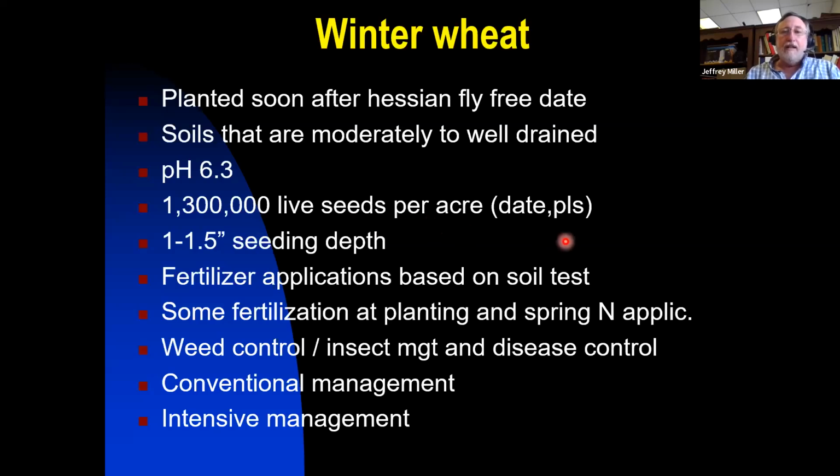So it's date and its location and its percent live seed. You want to plant at 1 to 1.5 inch seeding depths consistently. You want to base your fertilizer applications on your soil test. You want to do some fertilization at planting, but also some fertilization in the spring. You want to spend time and effort on weed control, insect management if it's needed, and disease control. And I want to explain 2 different systems, a conventional and intensive management of wheat.